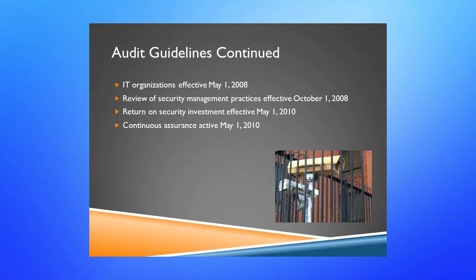One of the other guidelines we have is called IT organizations. That was effective May 1st, 2008. Now this one's tricky because every IT organization is going to be different. And there's not like a cookie cutter approach to what makes a good and effective IT organization. And so it's going to be difficult when you're going through the audit to really evaluate how effectively or efficiently the organization is running.